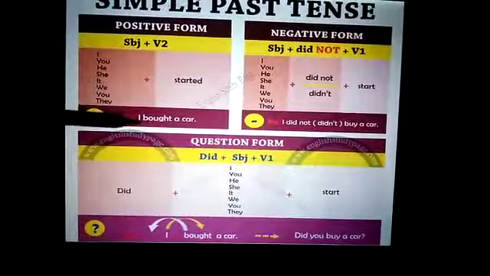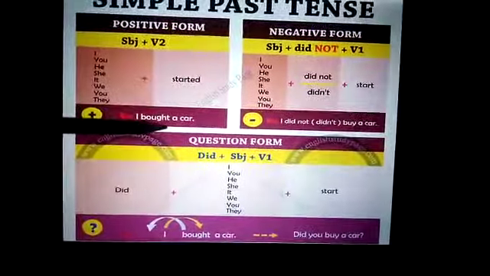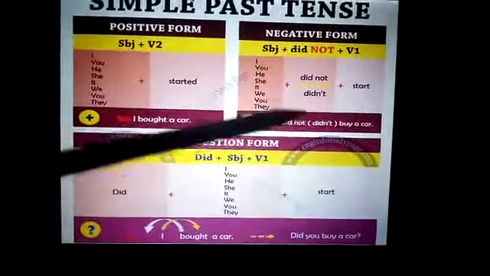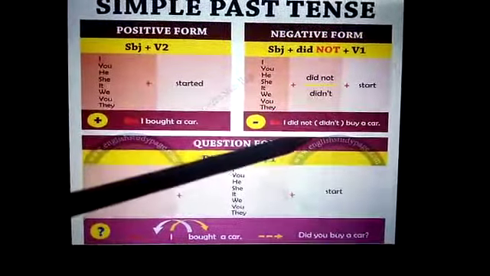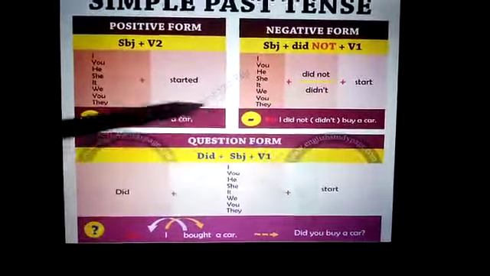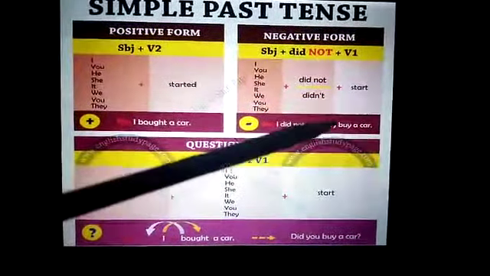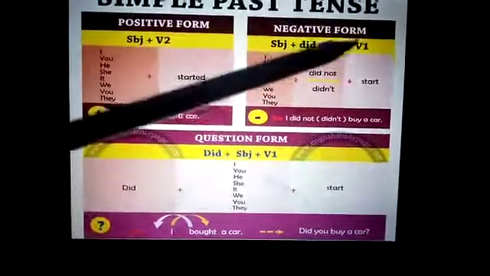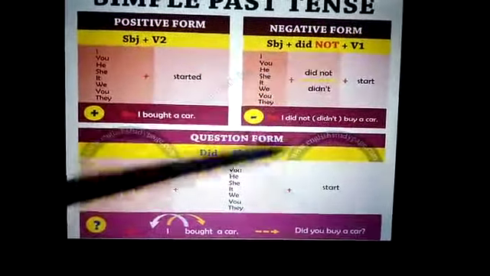For example, as you can see, I bought a car. Now, bought is the second form of verb. Now, the same sentence is transformed into negative form by writing it as I didn't buy a car. Now, bought has changed into buy when we are changing it into a negative sentence, as we said in the rule itself that we use the first form of verb.